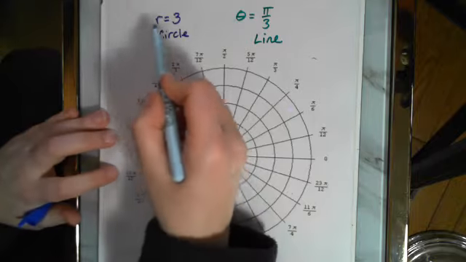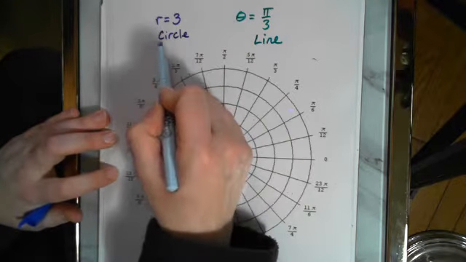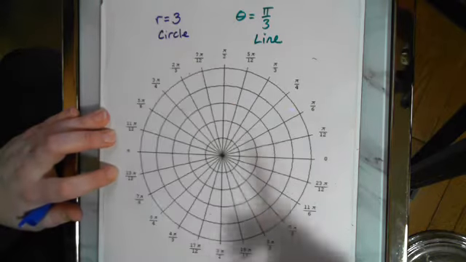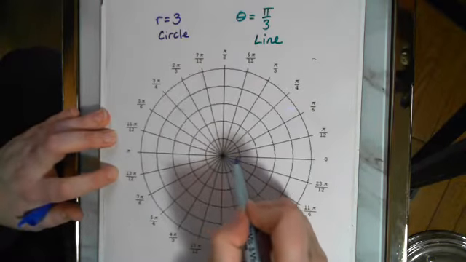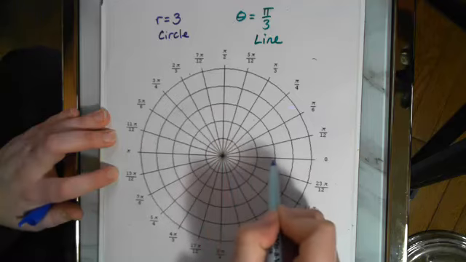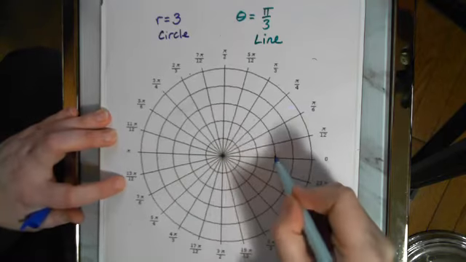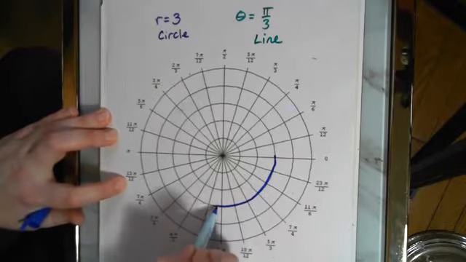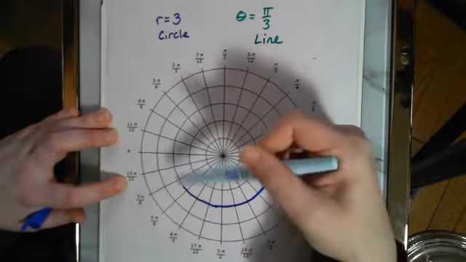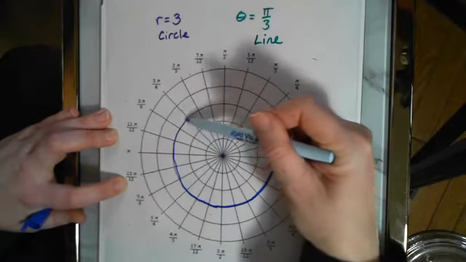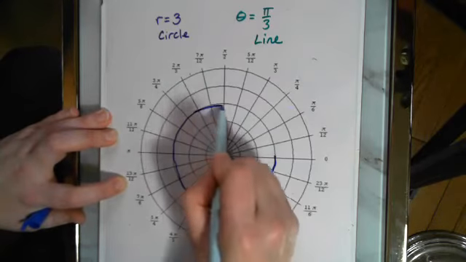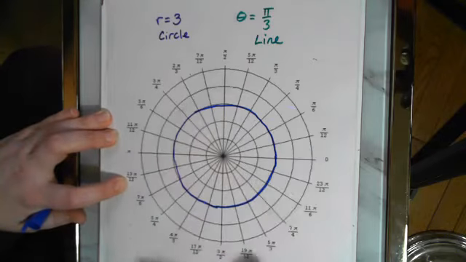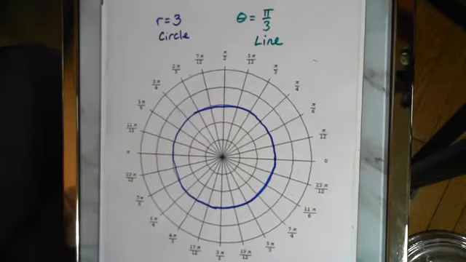We have r equals 3, and that's going to be a circle because this is giving a radius value. So basically I go to all the points with a radius of 3, so 1, 2, 3, and I'm just going to draw a circle here because these are all of the radius values of 3. And theta can be any value I want. So it's just going to graph as a circle here on my polar graphing paper.